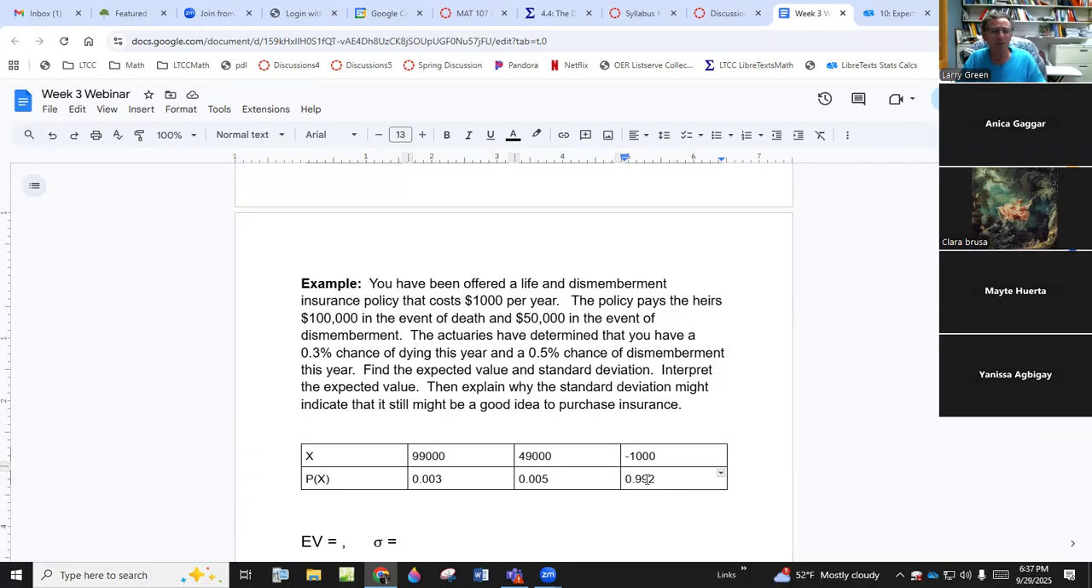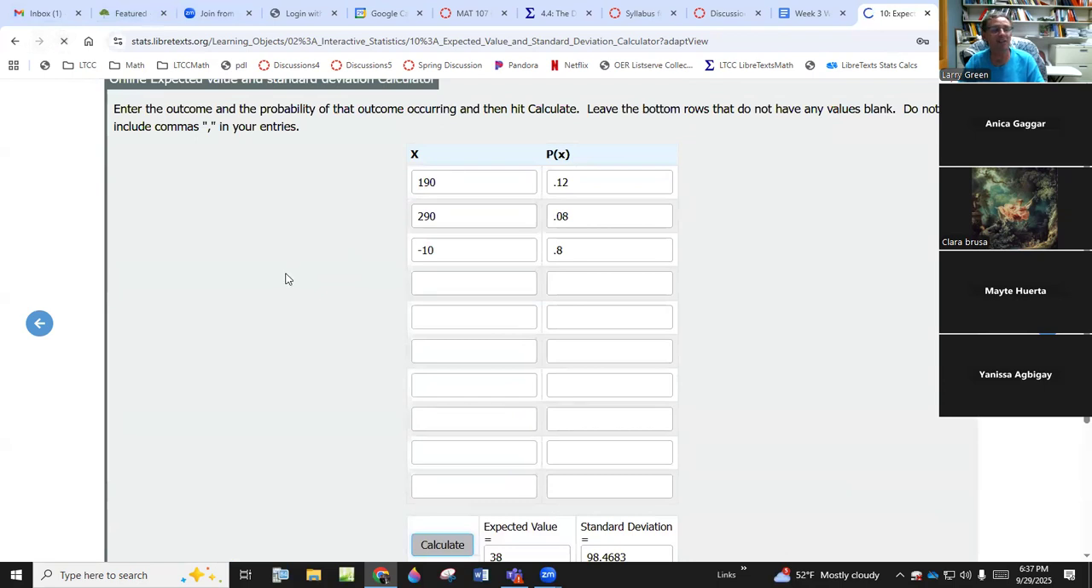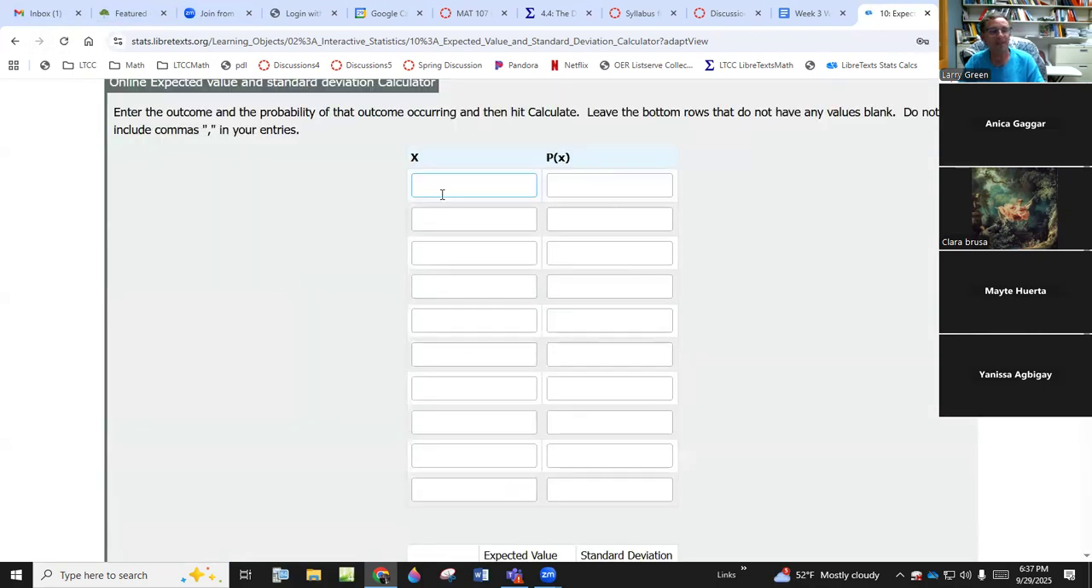Any questions on how I found the X and P of X in the table, how I created the probability distribution table? Any questions? Okay, so now I think the easiest thing to do is refresh, and that erases everything else. Then I can write 99,000. Don't put commas. And then we have 49,000, and we have negative 1,000.